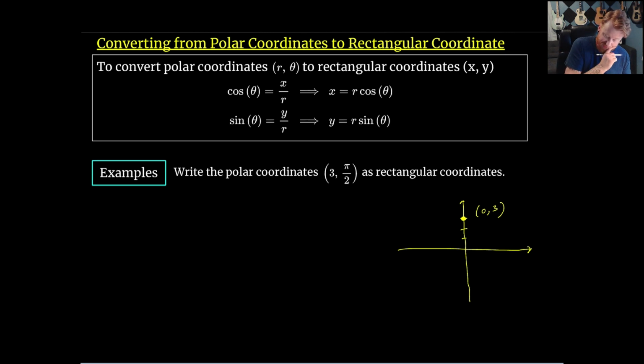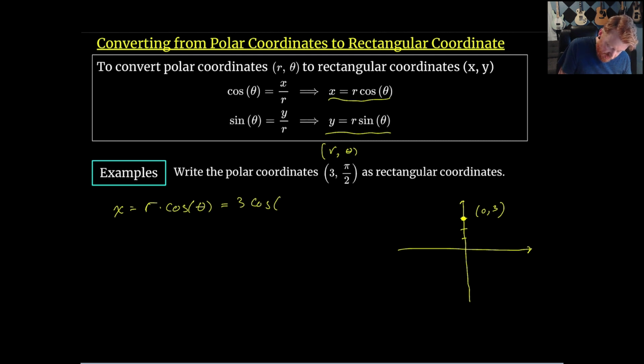So let's look at how we would do this algebraically. We're going to use these relationships here. If I want to convert from (r, θ) to (x, y), I know that x is going to be r times the cosine of θ. The r is 3 times the cosine of π/2. The cosine of π/2 is 0, so I've got 3 times 0, and that is equal to 0. So our x value here is going to be 0, as we predicted over here.